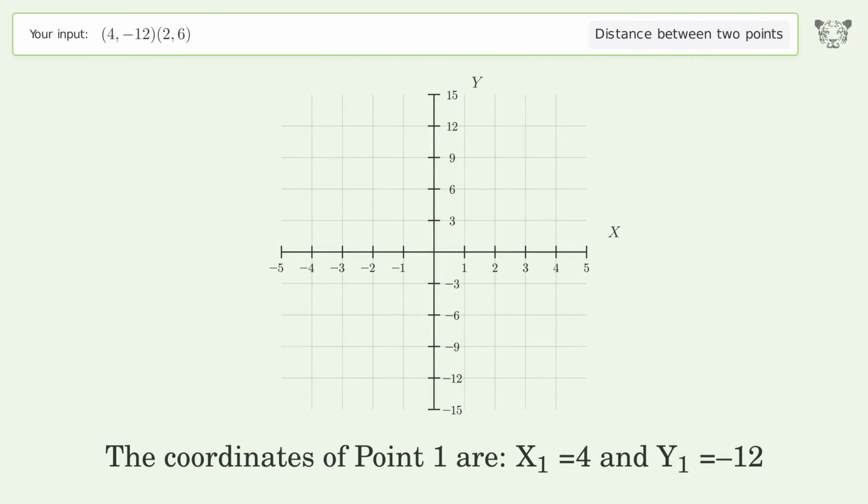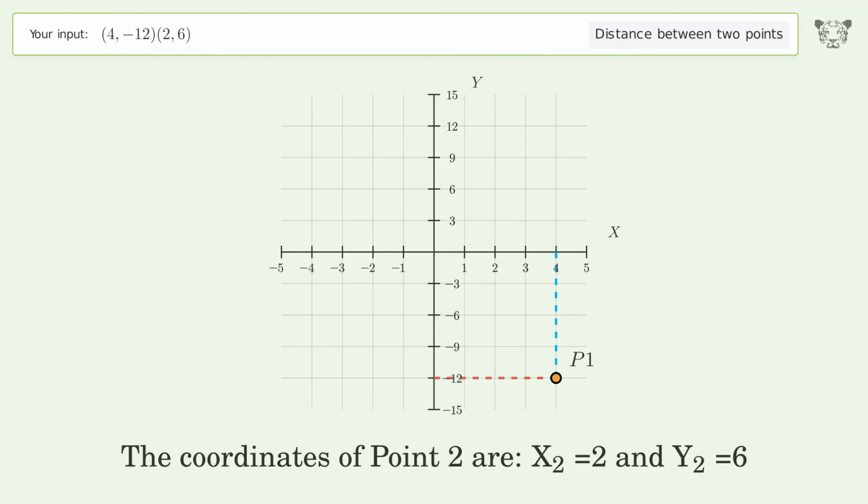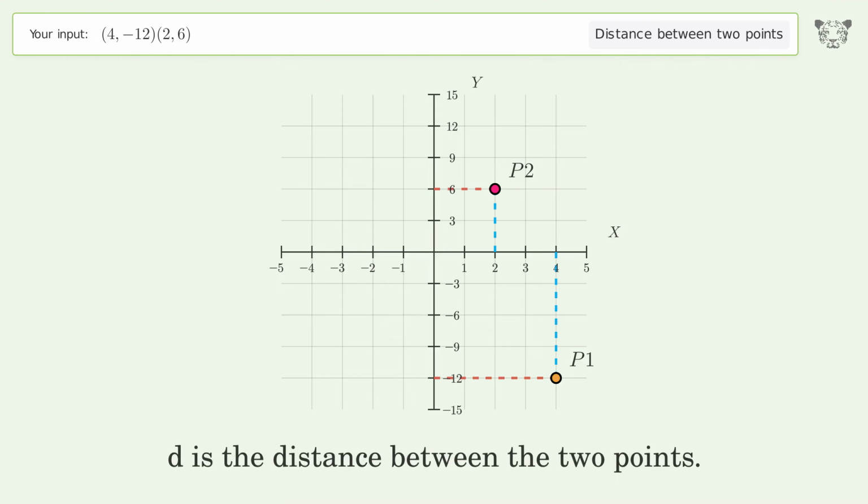The coordinates of point 1 are, x1 equals 4 and y1 equals -12. The coordinates of point 2 are, x2 equals 2 and y2 equals 6. D is the distance between the 2 points.